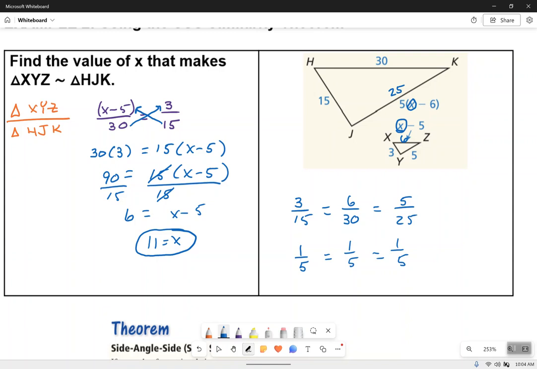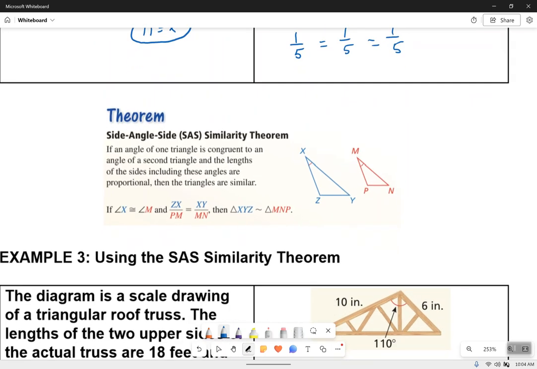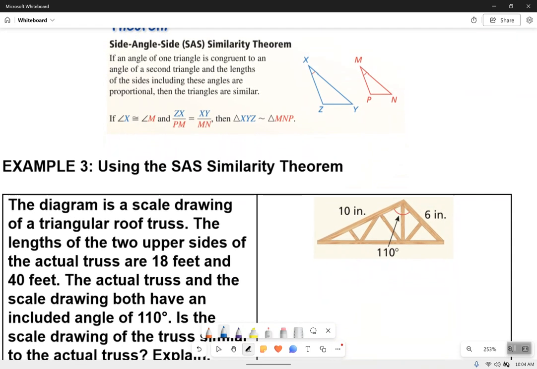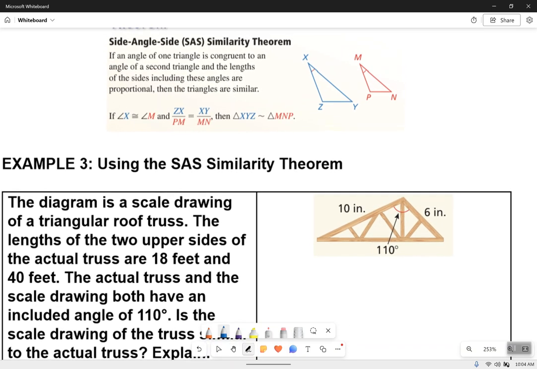Good? All right. Then, there's also a theorem called the side-angle-side similarity theorem, which states this. If an angle of one of the triangles is congruent to an angle of a second, and the lengths of the sides including these angles are proportional, then the triangles are similar, okay? You guys see angle X right here? And angle M? What's true about angle X and angle M? They are going to be the same, aren't they? Okay.